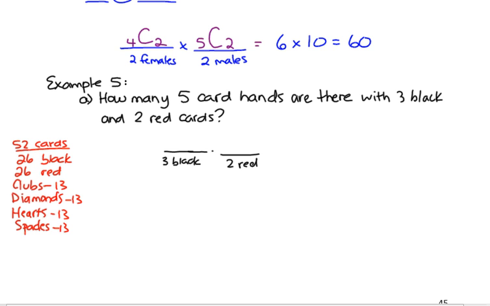So when it says 3 black, how many total black do we have? 26, and we want to choose how many of them? 3, times. How many reds? 26, and we want to choose 2. So type that into your calculators and see. Yeah, it's going to be large. There are a lot of cards, so there are a lot of combinations.